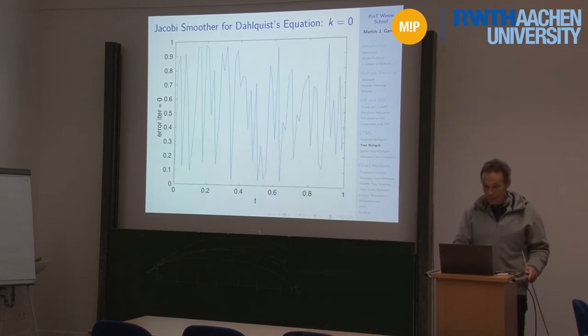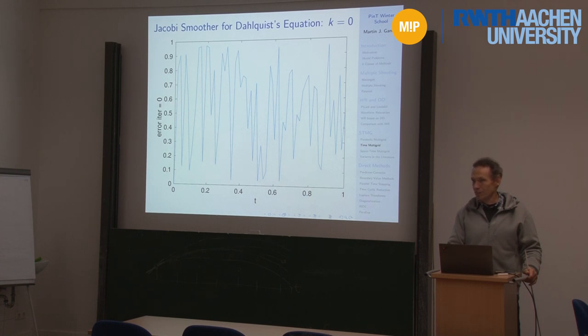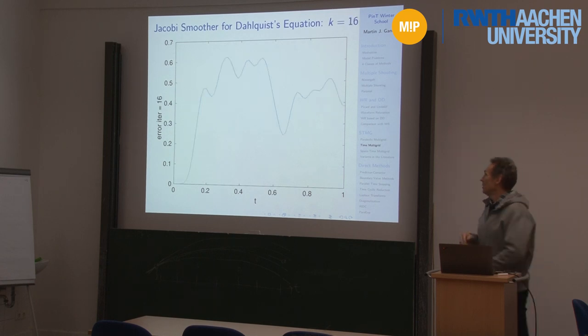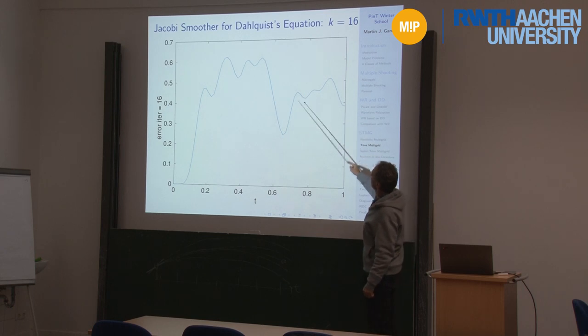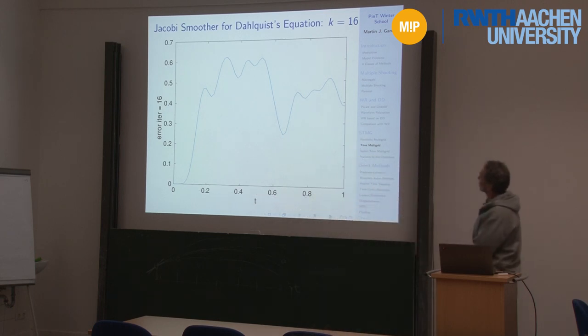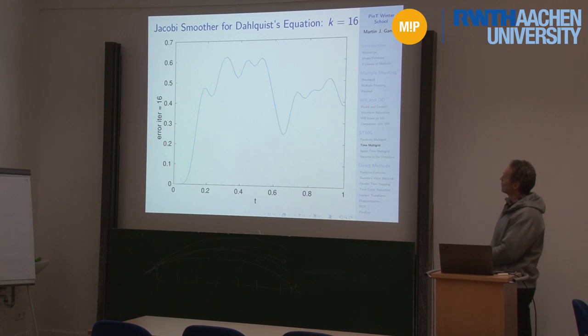So now let's look if this works. This is an initial error. It's highly oscillatory because I took a random number. And now we use this Jacobi method, iteration 1, 2, 4, 8, 16. You see it becomes smooth. And I do it in time. So this does work. So why did it not work before?